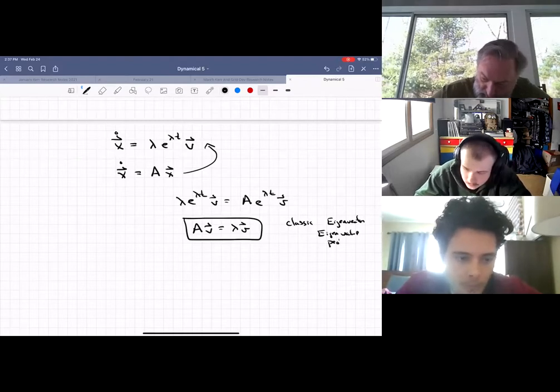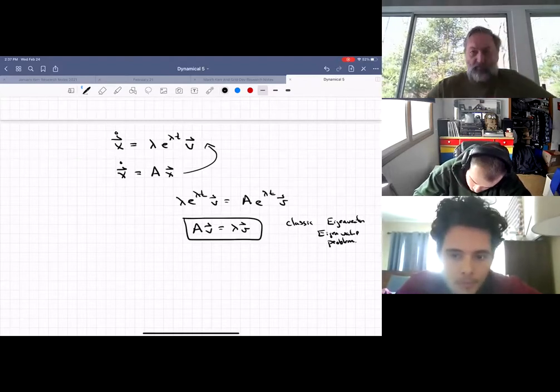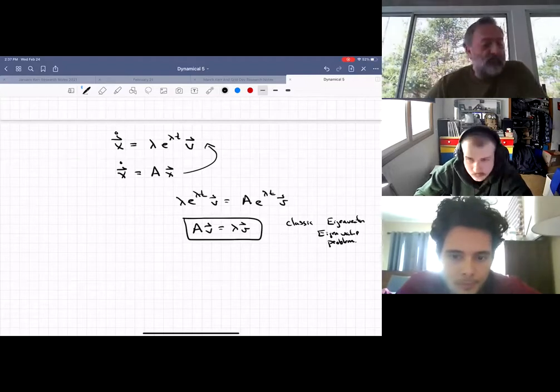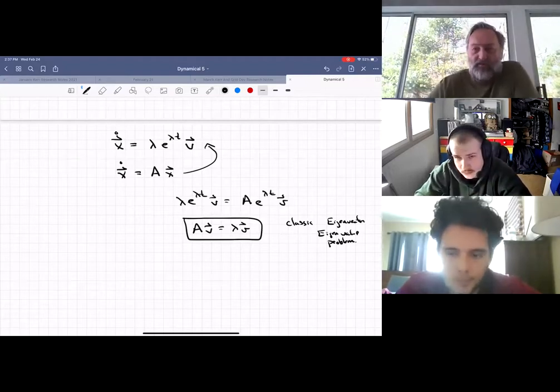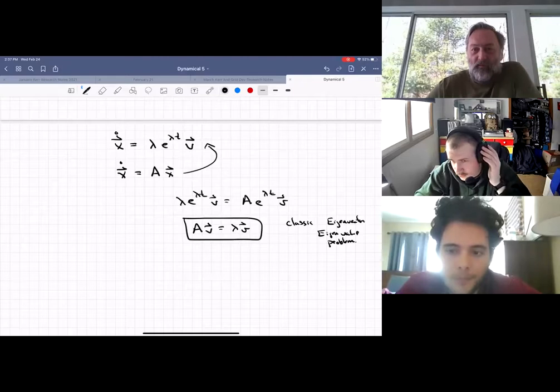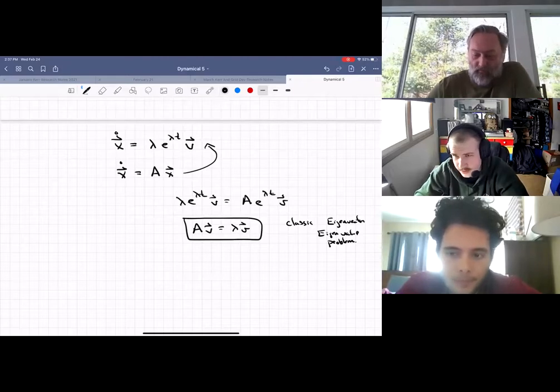Now, you guys are both in quantum this semester, but you may or may not have gotten to this, or if you've had linear algebra, you may or may not have gotten to the classic eigenvector eigenvalue problem. Have you gotten to the classic eigenvector eigenvalue problem before? I think once or twice in modern.